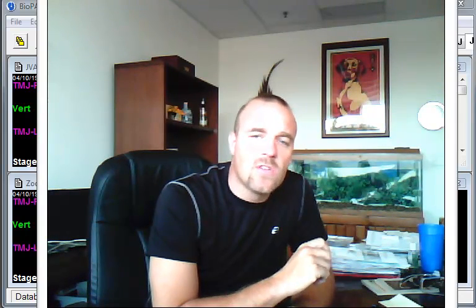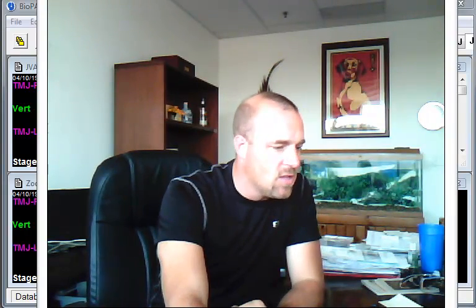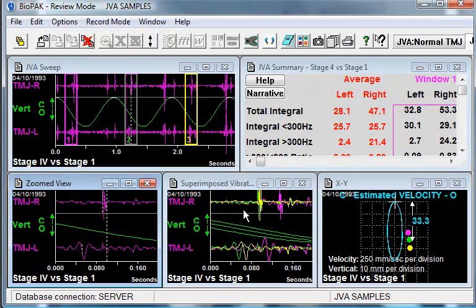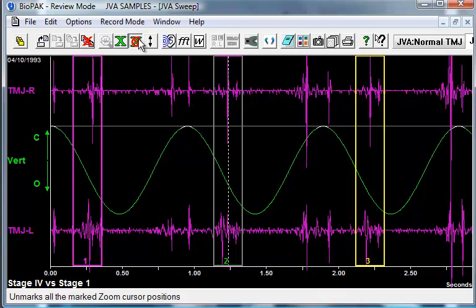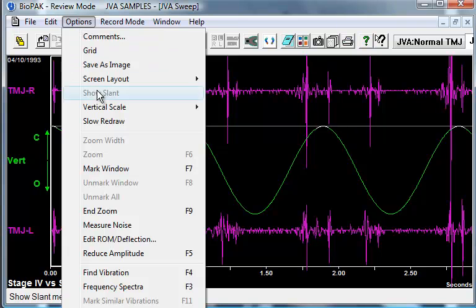What we're going to be doing now is going through the joint vibration analysis review capability using the flowchart, and we just looked at my JVA trace where I have nice normal functioning temporomandibular joints, quiet, no vibrations. And now what we're going to do is take a look at the screening of a JVA trace where we do have vibrations. Now, what I've done is I've already opened this trace, and if I blow it up full screen, I'm going to unmark everything so we can see exactly what this trace looks like.